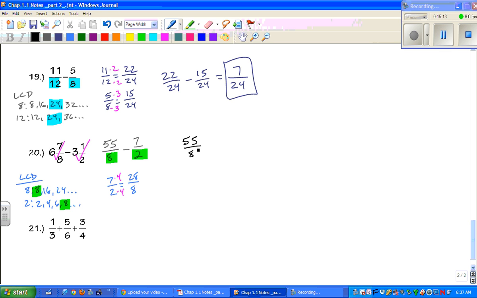So 55 over 8 minus 28 over 8. Remember that the denominator stays the same. And if you cannot do 55 minus 28, we're going to do it the old school way. Okay, you have to borrow. Get 7. This changes to a 4. And we're left with 27 over 8. And that does not reduce.